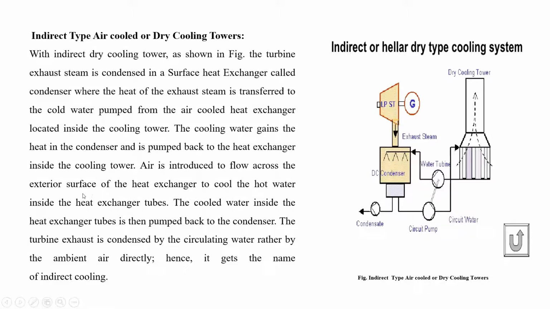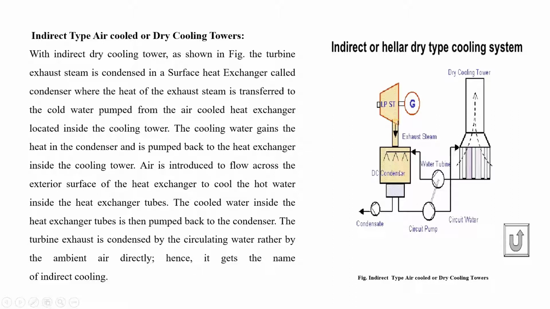Air is introduced to flow across the exterior surface of the heat exchanger to cool the hot water inside the exchanger tube. The cooled water inside the heat exchanger tube is then pumped back to the condenser. The turbine exhaust is condensed by circulating water rather than by ambient air directly, hence it gets indirect cooling.